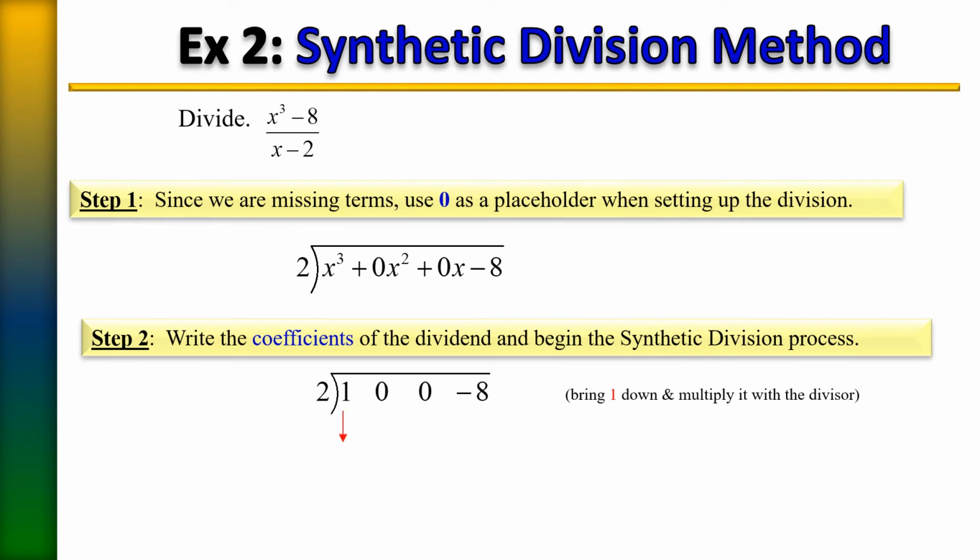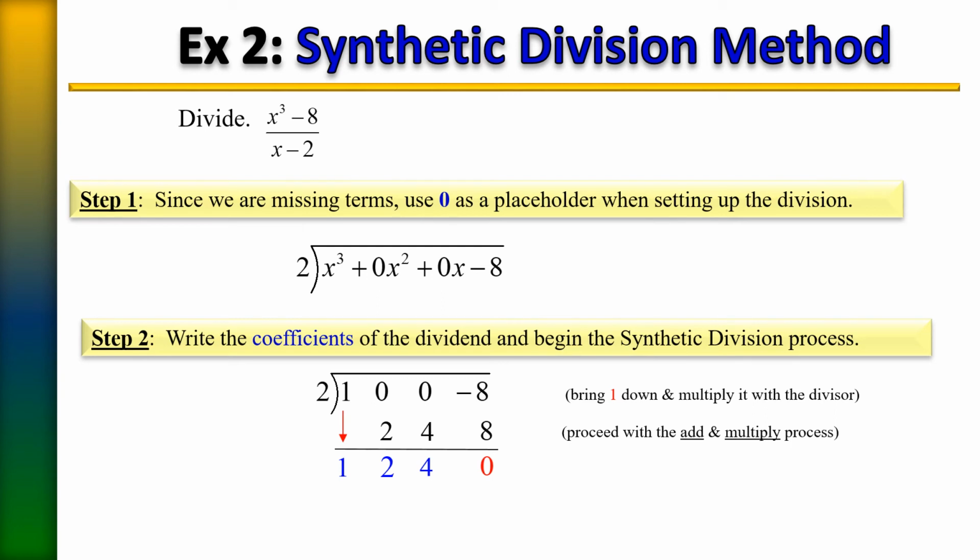Bring down a 1, multiply that with 2 to get 2. Bring down a 2, multiply that with 2 to get 4. Bring down a 4, multiply that with 2 to get 8. Combine these and bring down a 0. So I see here we have a remainder of 0.